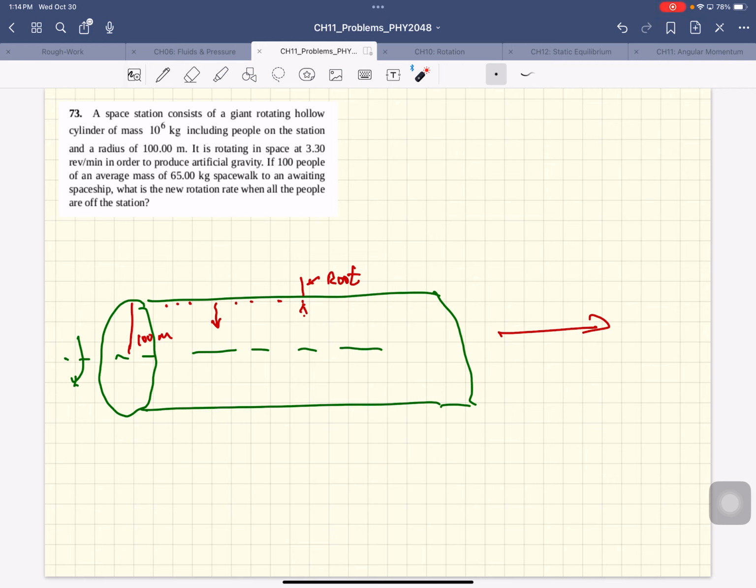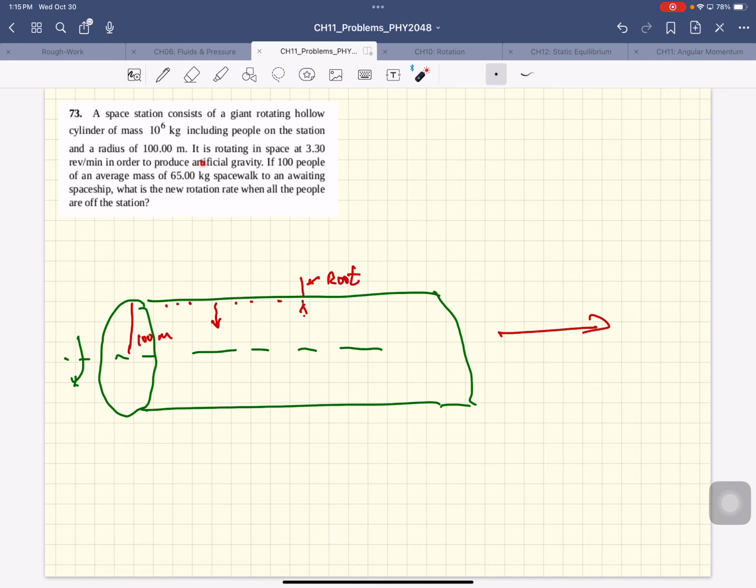A space station consists of a giant hollow cylinder of mass 10 to the 6 kg. That's 1,000,000 kg. Now, to launch 1 kg, you need roughly 100 kg of fuel. So all this would never be possible without reusable rockets. So that's what SpaceX has done for you guys.